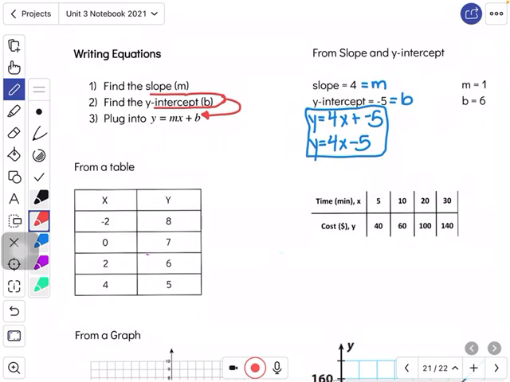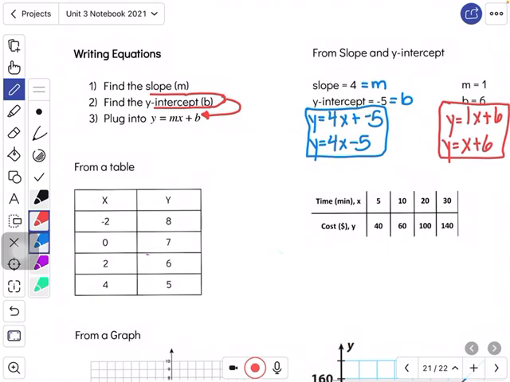Same here, m and b, so we just plug it in. Y equals 1 is m, x plus 6 is b. More formal or official would be to not write the 1 and write y equals x plus 6.